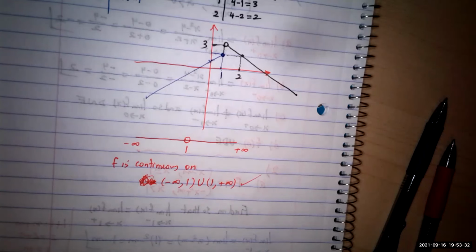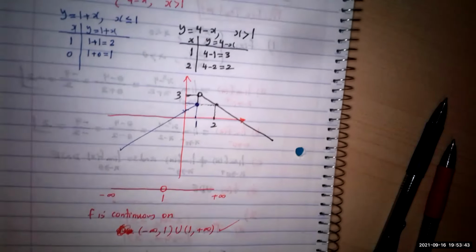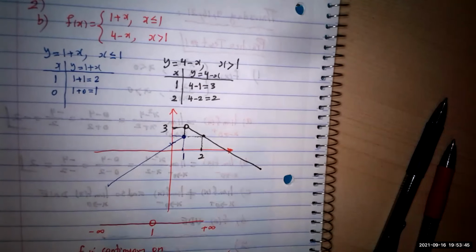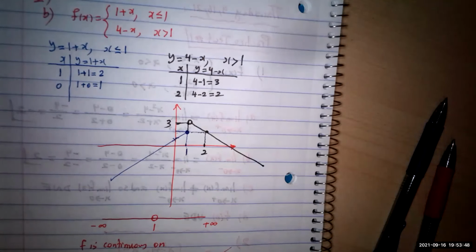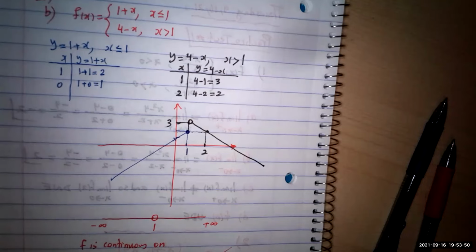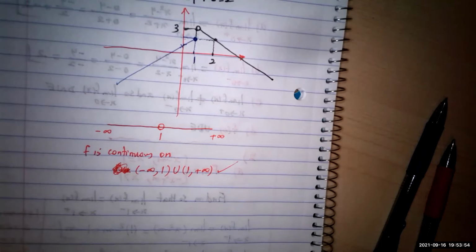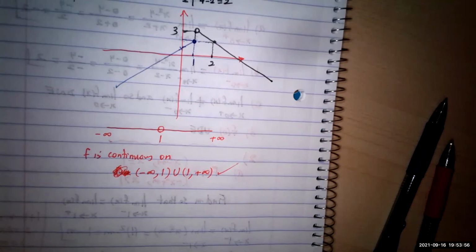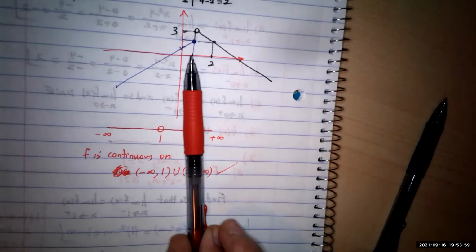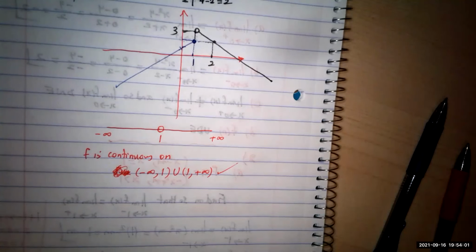You are not talking about the domain of the function. You are talking about the domain of the continuity of the function, where the right and the left limits are the same. But the domain of the function is all real numbers because you have the equality sign. This function is defined for all real numbers, but it's continuous at all real numbers except 1 because it's partitioned at 1. Any question?